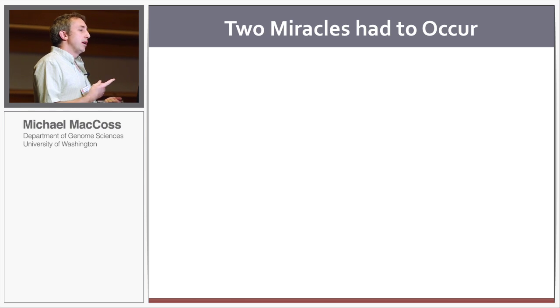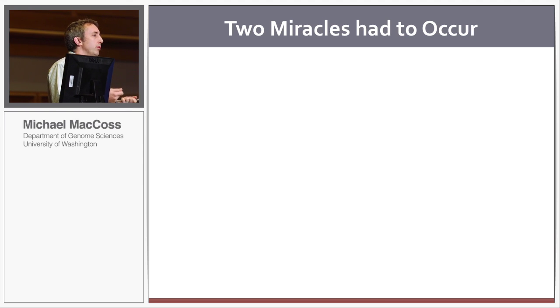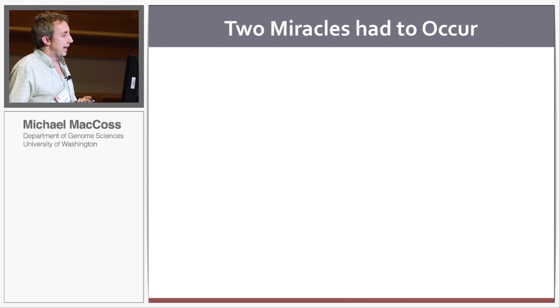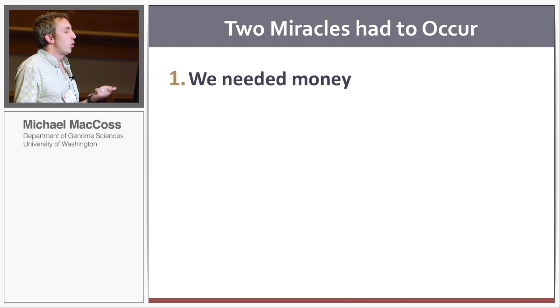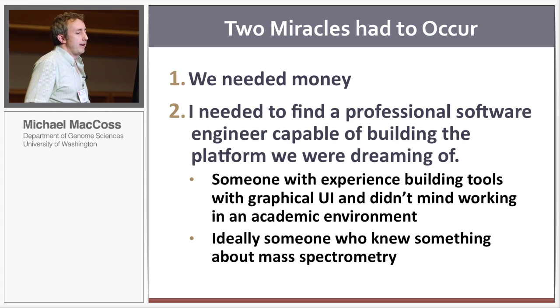So the problem is that two miracles needed to occur. We had this great plan for what we really wanted to do for software, but I was a brand new assistant professor with no resources, and really didn't have the people and capability to do this at the time. So one is we needed money, and this was a major miracle that needed to occur when you're a brand new assistant professor just getting going. And I needed to find a professional software engineer capable of building the platform we were dreaming of.